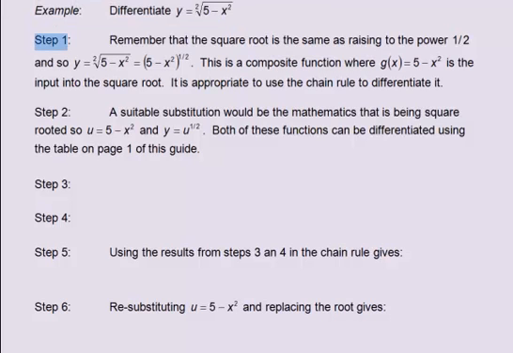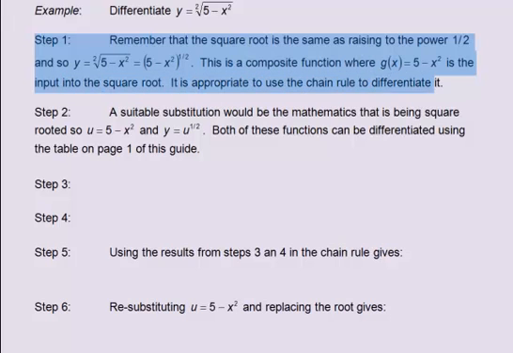Step 1. Remember that the square root is the same as raising to the power a half, and so y equals the square root of 5 minus x squared equals 5 minus x squared to the power a half. This is a composite function where g of x is equal to 5 minus x squared as the input into the square root. It is appropriate to use the chain rule to differentiate it.